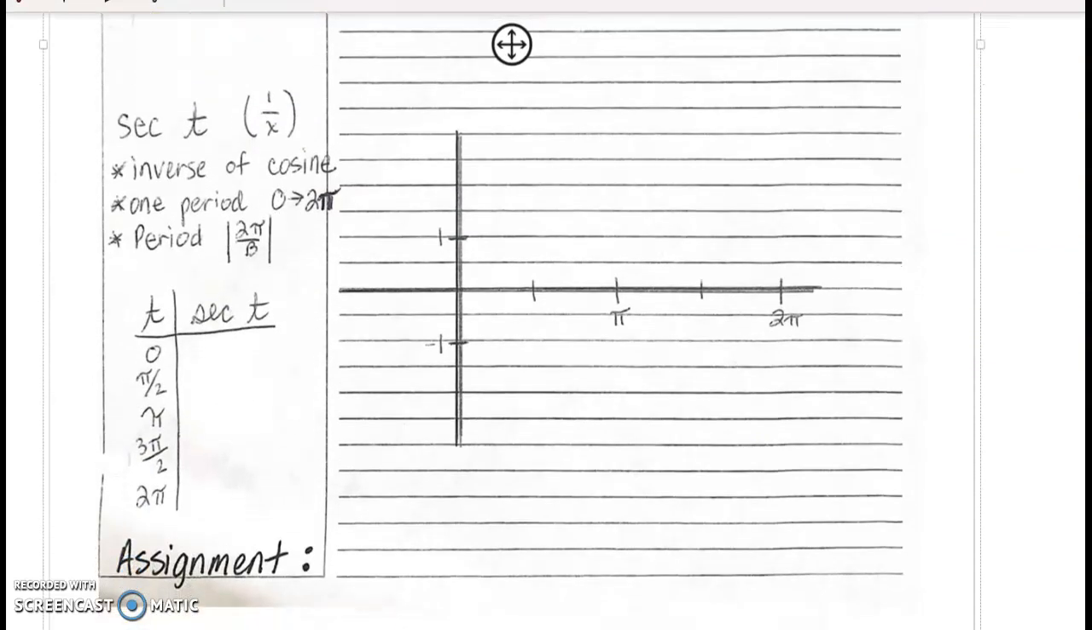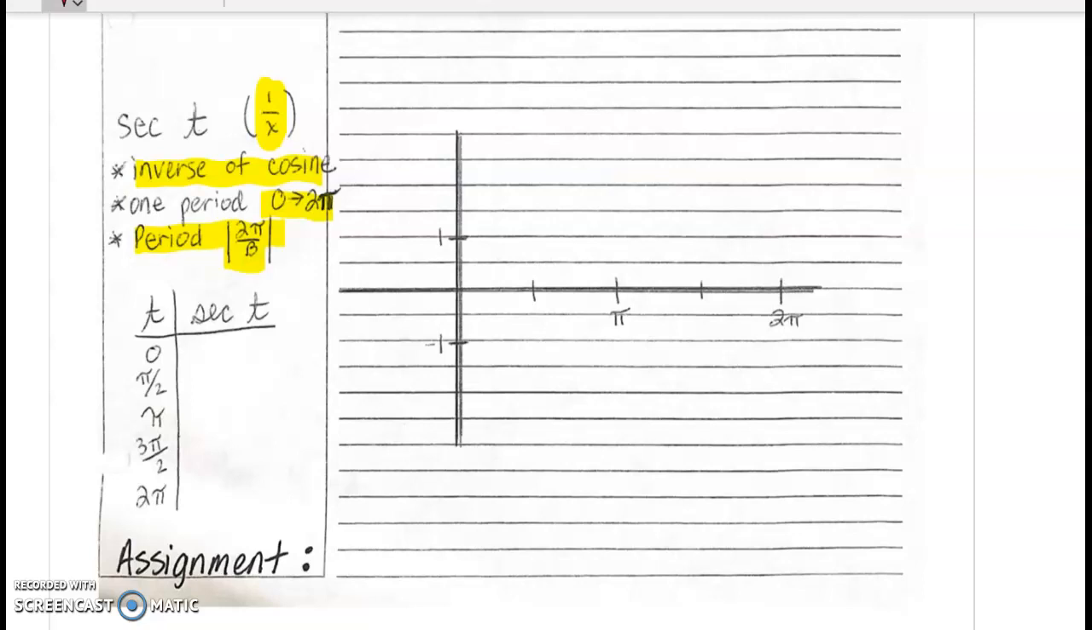All right, last one. Secant. We remember that secant is 1 over x, or r over x if you remember, but r is 1. Remember, secant is related to cosine. It has the same period as cosine, and it's still found by 2 pi over b. All right, now let's go back and find these values using our unit circle.